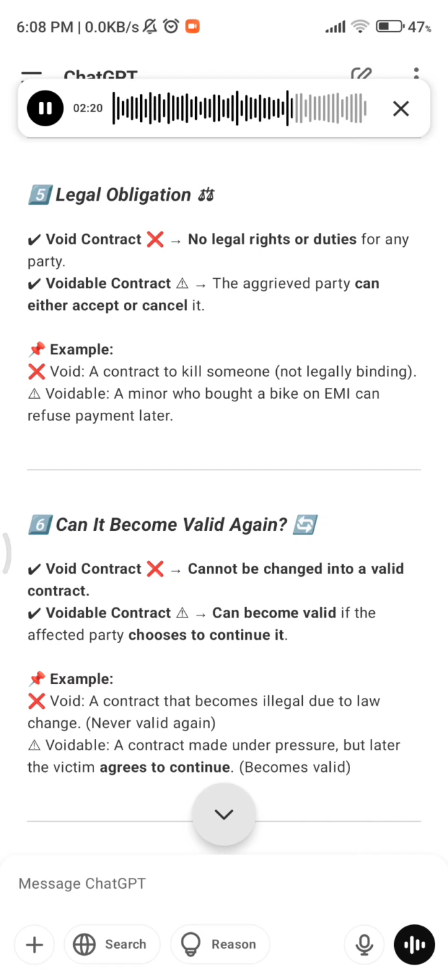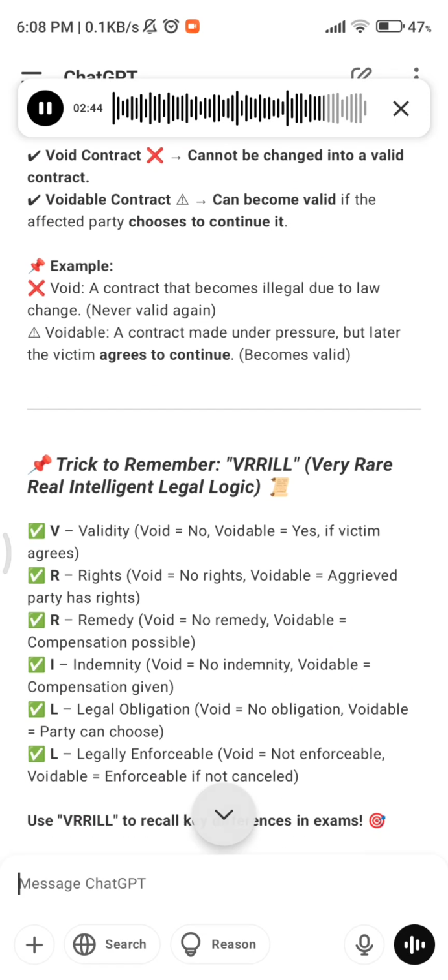6. Can it become valid again? Void contract: cannot be changed into a valid contract. Voidable contract: can become valid if the affected party chooses to continue it. Example, void: a contract that becomes illegal due to law change. Never valid again. Voidable: a contract made under pressure, but later the victim agrees to continue. Becomes valid.